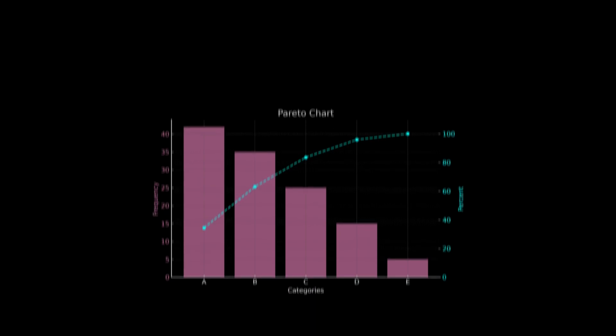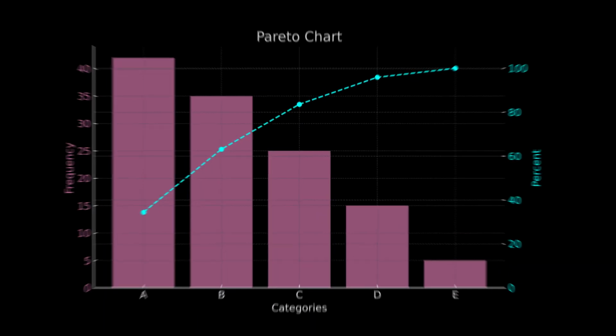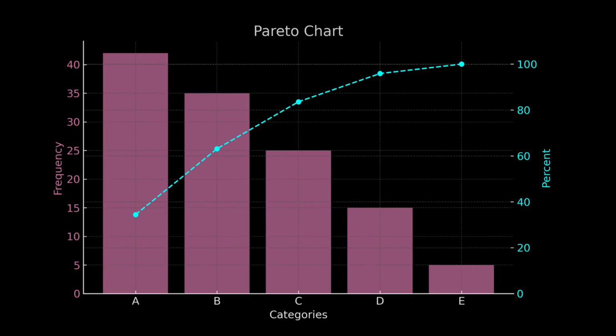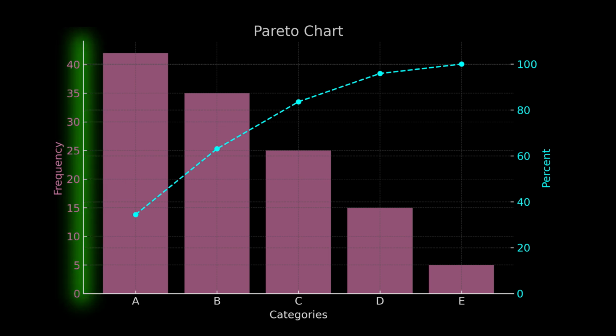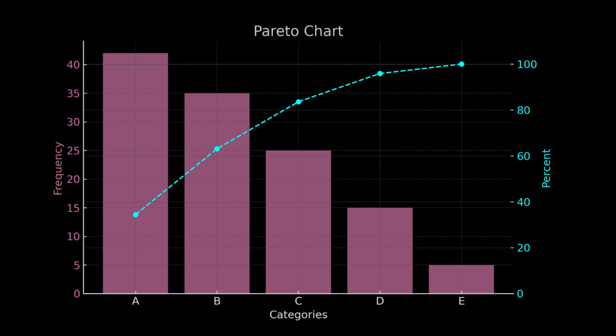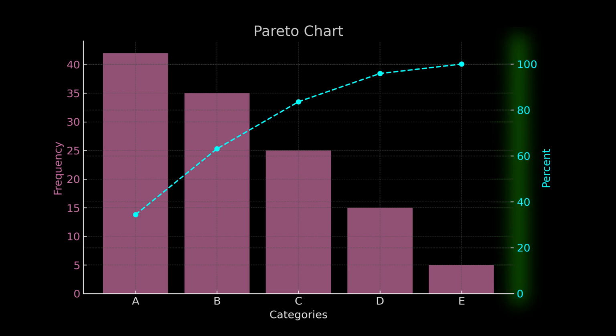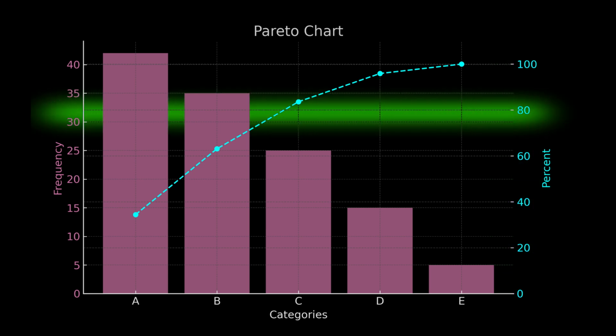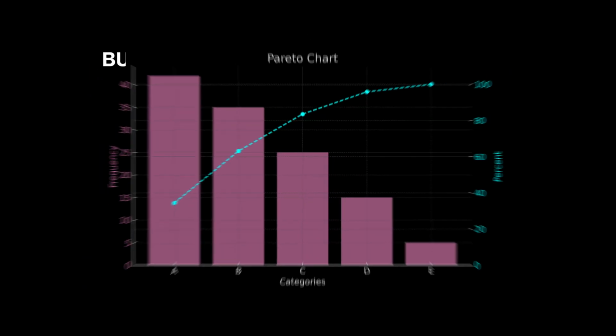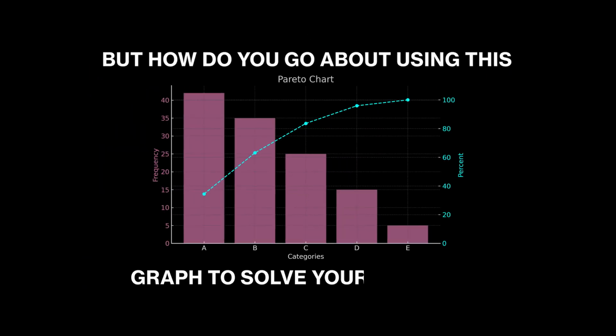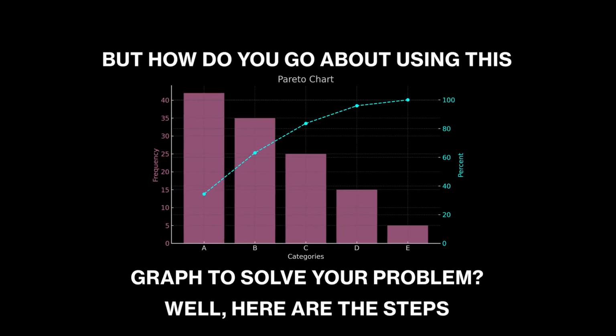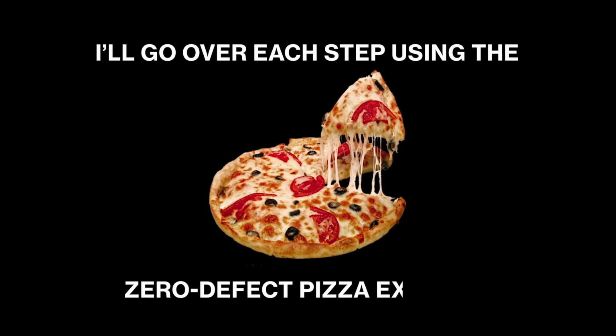And that's because the Pareto chart combines vertical bars representing individual problem frequencies, left axis, a line graph showing cumulative percentage, right axis, and a clear 80% line highlighting the critical few issues. But how do you go about using this graph to solve your problem? Well, here are the steps. Don't worry, I'll go over each step using the Zero-Defect Pizza example.